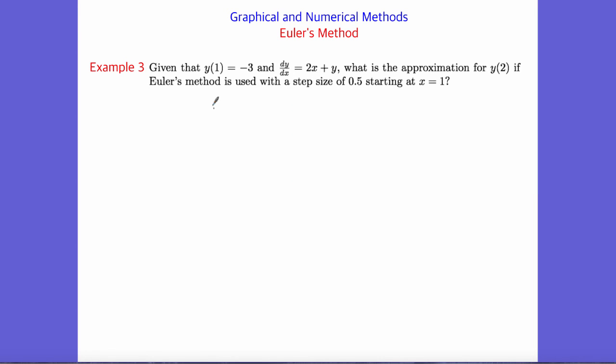And this one, given that y sub 1 equals -3 and the dy dx equation equals 2x plus y, what is the approximation for y of 2 if Euler's method is used with a step size of 0.5 starting at x equals 1? So I've used this one a lot, that delta h. It's pretty common to use that one.